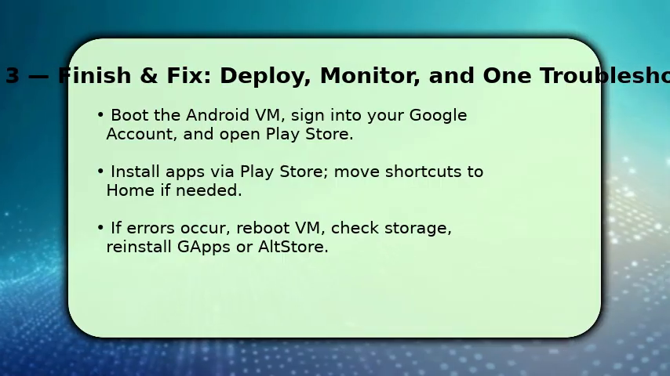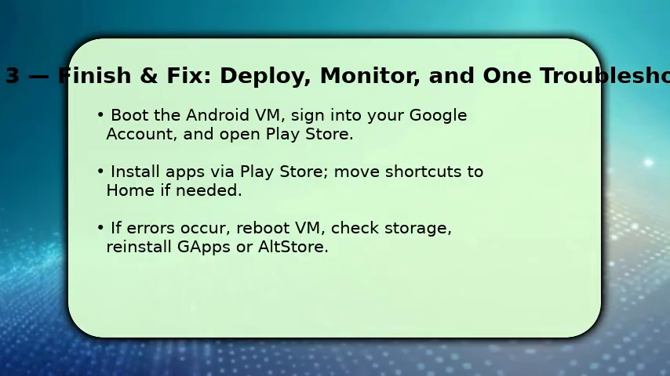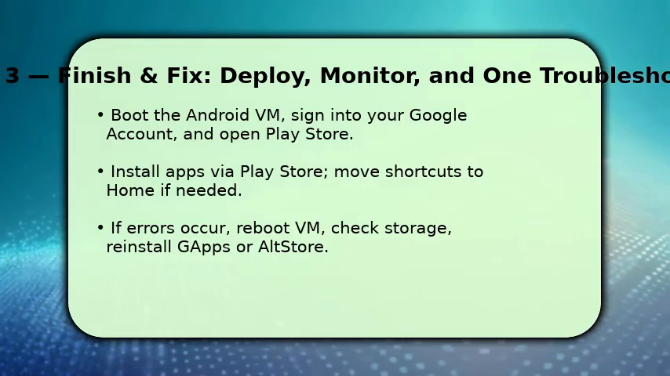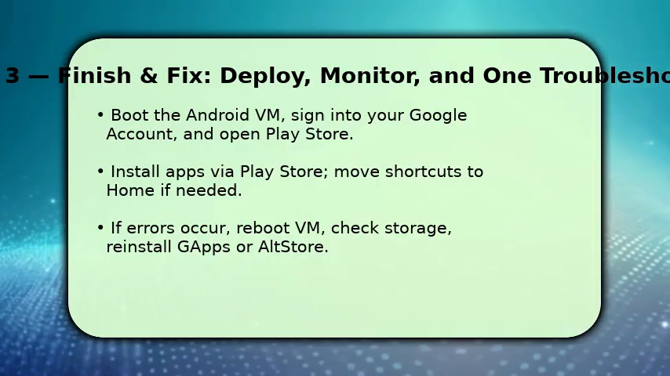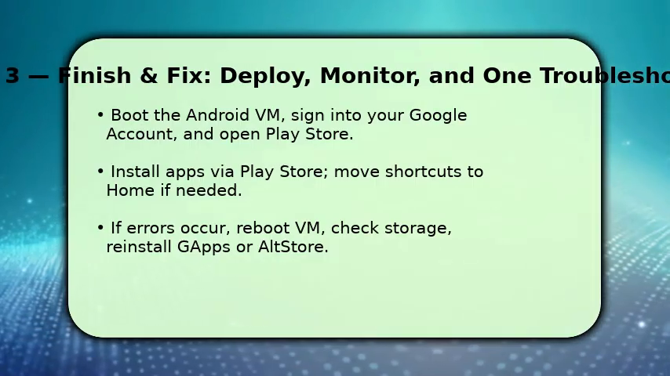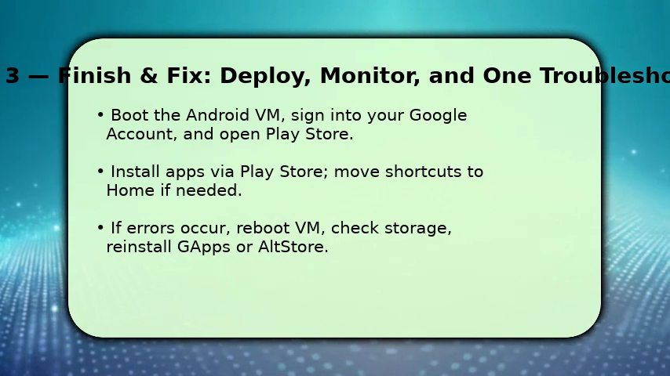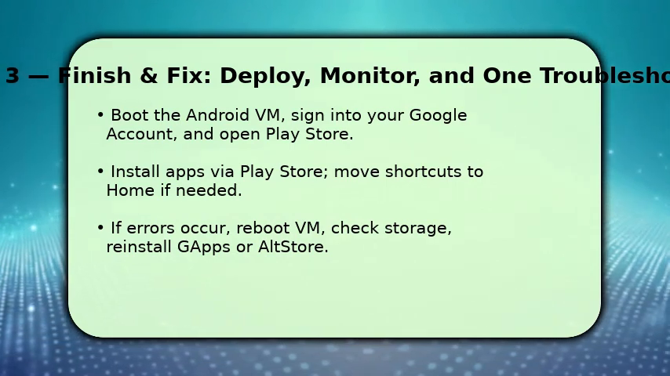Remember, performance will be slower than native apps. If something breaks, first reboot the VM, verify you allocated enough storage and RAM, and then reinstall the GApps package or AltStore. This single troubleshooting step resolves most permission or Play services failures.